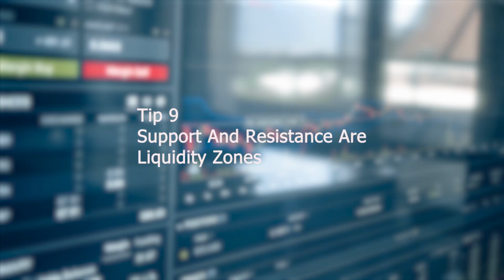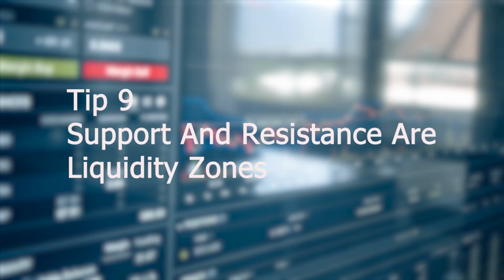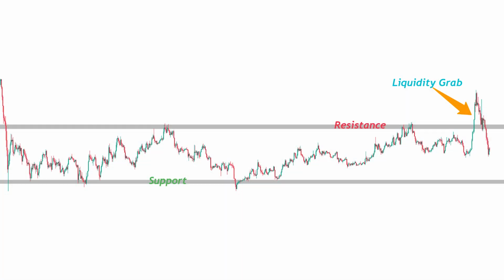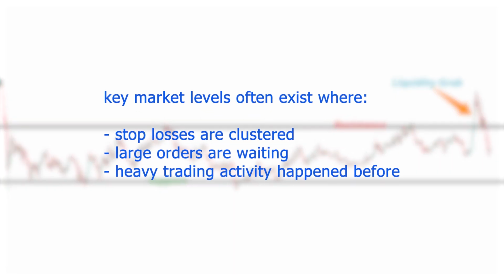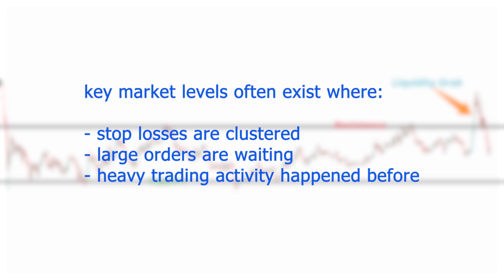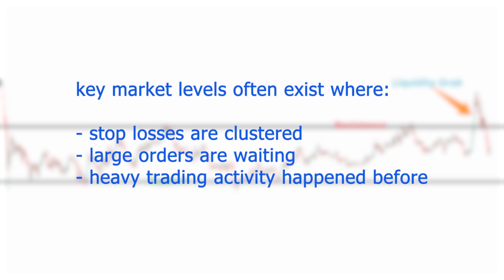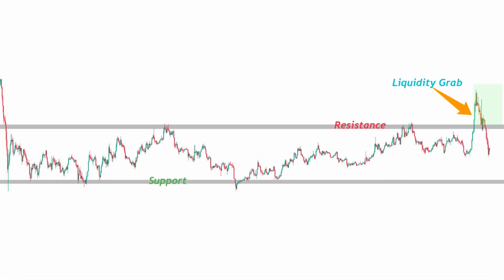Tip 9. Support and resistance are liquidity zones. Here's a crucial truth about markets. What actually moves price is liquidity. Key market levels often exist where stop losses are clustered, large orders are waiting, heavy trading activity happened before. Because of this, price is naturally drawn toward those areas. In other words, support and resistance levels often represent liquidity zones.